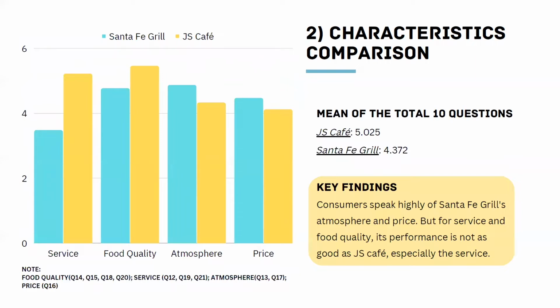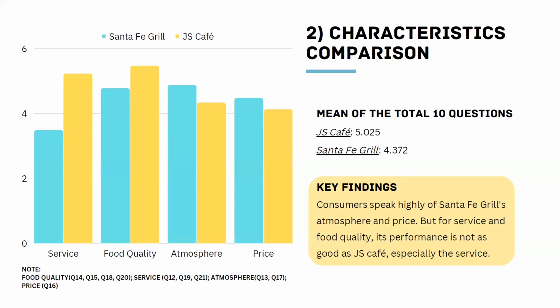If we take the mean of the total 10 questions, which were questions 12 to question 21, which dealt with the perception of customers, we see that JS Cafe has a higher mean than Santa Fe Grill. This means that overall people viewed JS Cafe in a more positive light than Santa Fe Grill. And the graph also shows that in terms of service and food quality, which are the two more important factors, JS Cafe outperformed Santa Fe Grill.